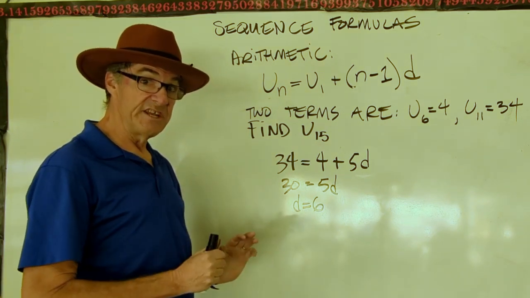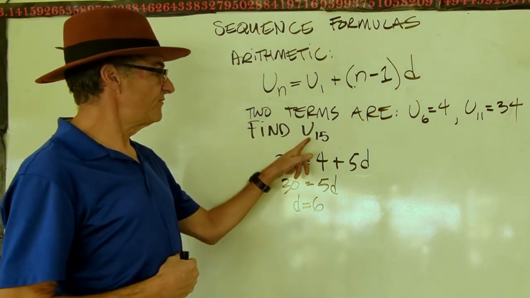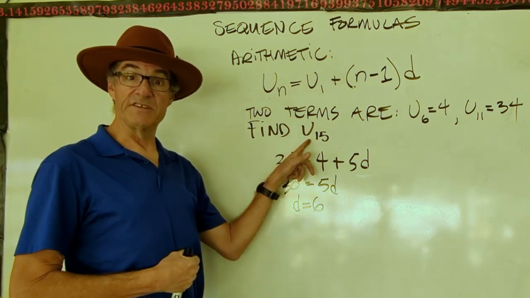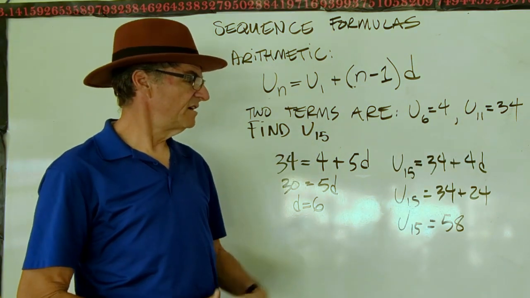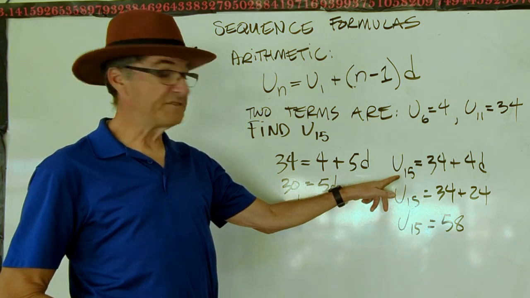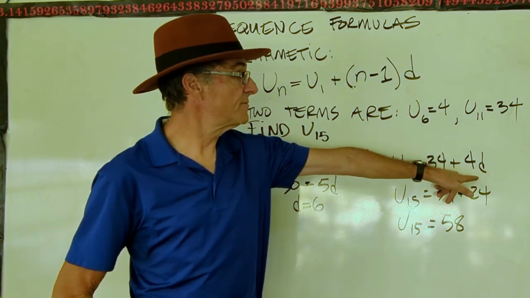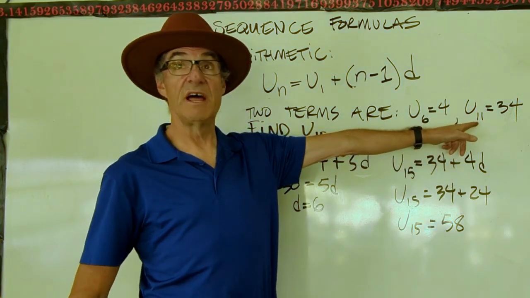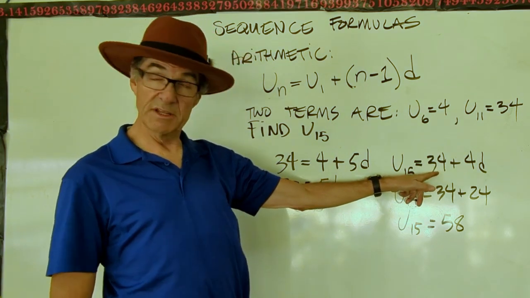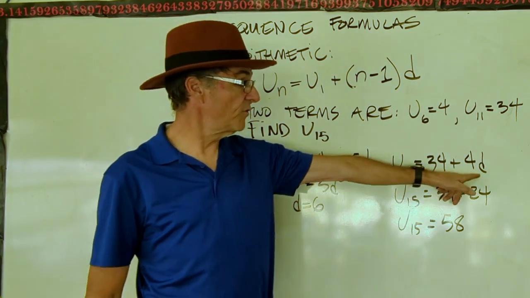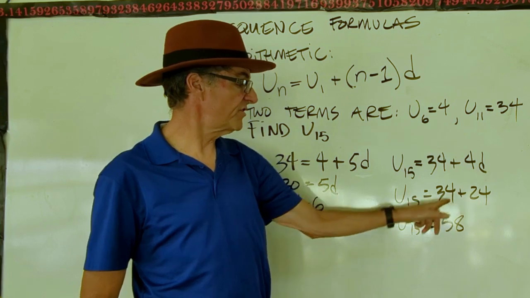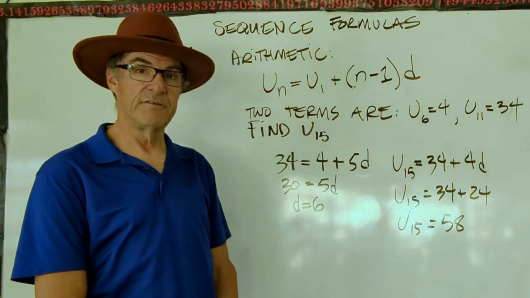Now, pause the video, do the math necessary to find the value of the 15th term. Okay, let's see how you did. I figured that U15 is 4 more common differences up from U11. So I just added to U11, there's where we are at 11. I added 4 more differences, which is 24, to 34, which gives us 58 for U15.